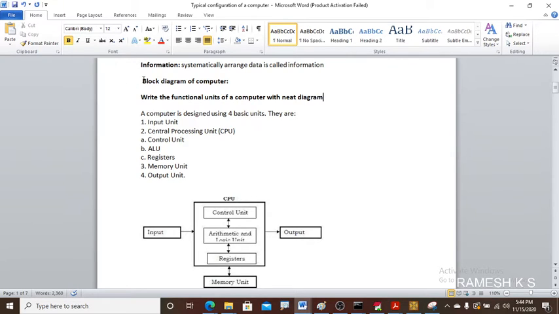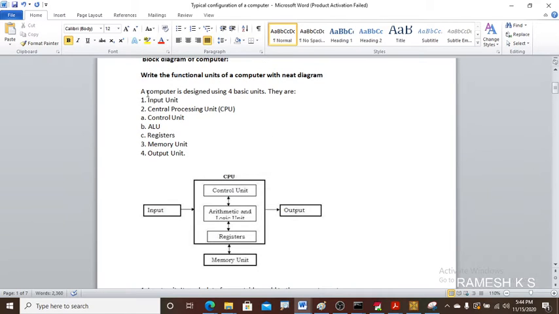Otherwise, draw a block diagram of a computer with each component with explanation. Like, explain the block diagram of a computer, or write the functional units of a computer with a neat diagram. This is the question. The answer is: a computer is designed using four basic units.